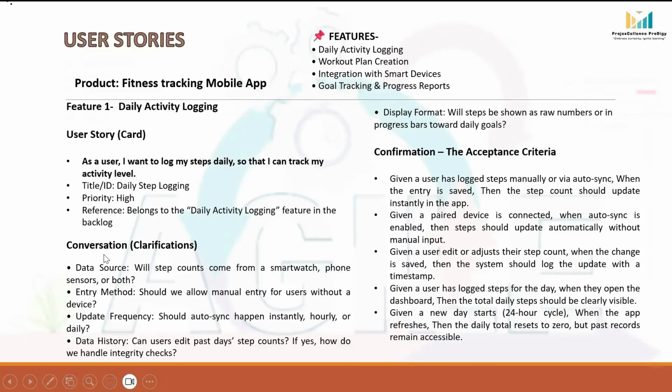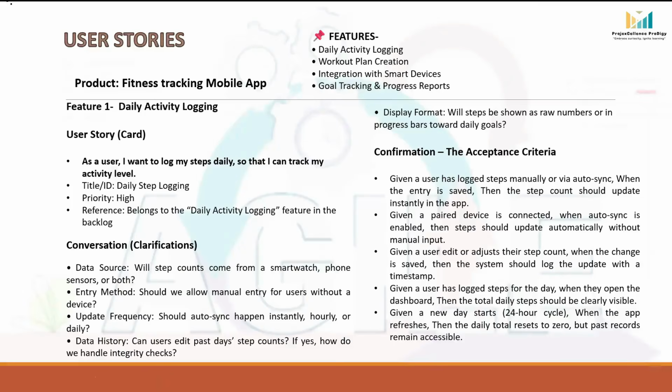Now, writing the user story alone is not enough. So that's where the conversation comes in. This conversation happens between the product owner and the development team to make sure everyone fully understands the user story and clears up if there are any doubts. So during the conversation, they may discuss the data source for counting steps. Will the step count come from a smartwatch, from the phone sensor, or both?